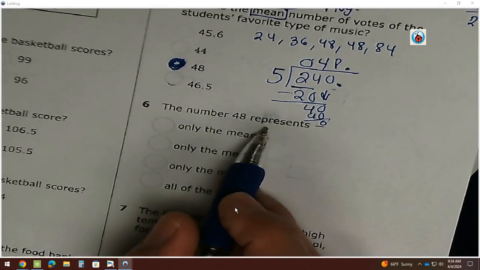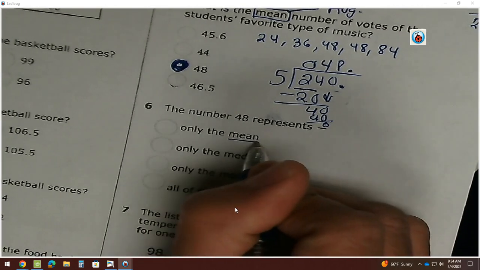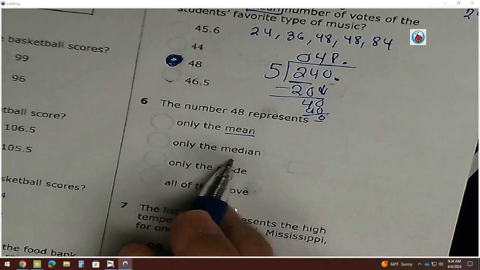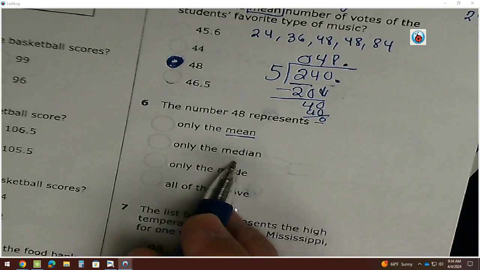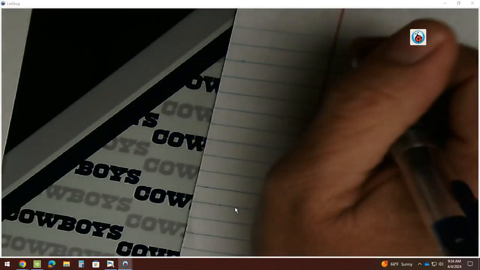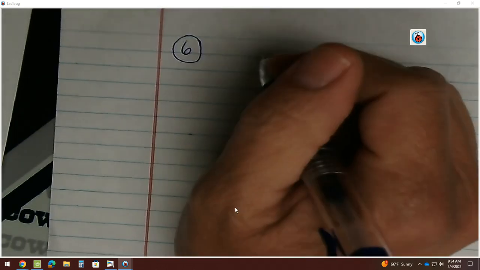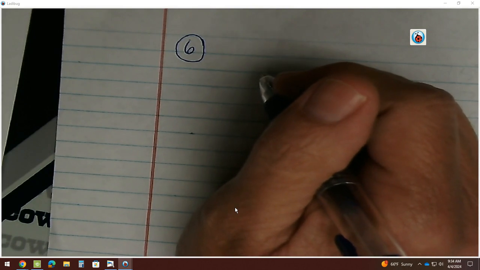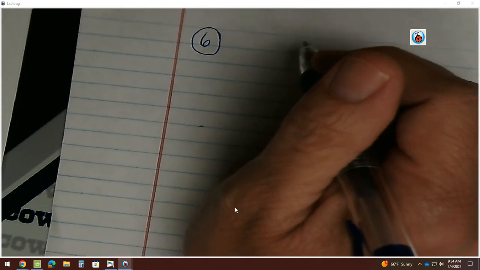The number 48 represents the what? We already know it represents the what? The mean. So that's good. Do we know if it represents the median? What do we have to do to get the median? Box plot. Good. It has to be in the middle. So let's go to your paper, to the back, and let's draw one. This is number 6. As soon as you see the word median, you have to be in the middle, and you be a box plot.